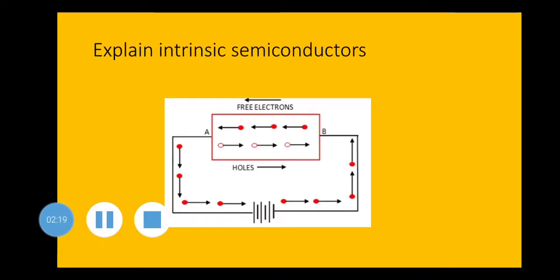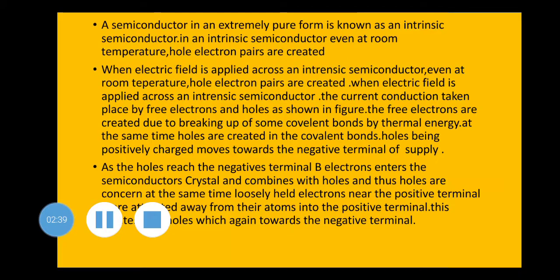Next question, explain intrinsic semiconductors. Here in the intrinsic semiconductors, the electrons and holes are created at normal temperatures. Here in this diagram the holes and free electrons, okay, that is the procedure. A semiconductor in an extremely pure form is known as an intrinsic semiconductor. Means what? There is no added material, it is only in pure form.